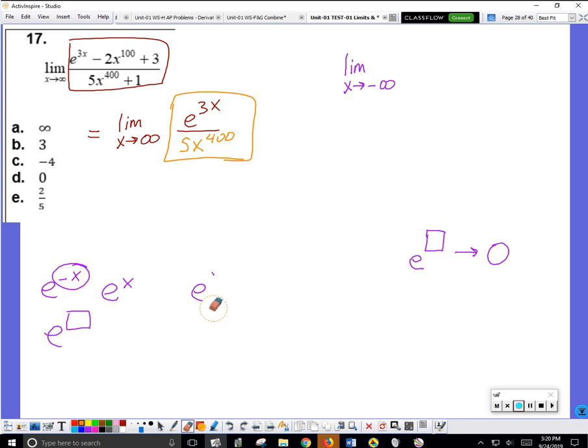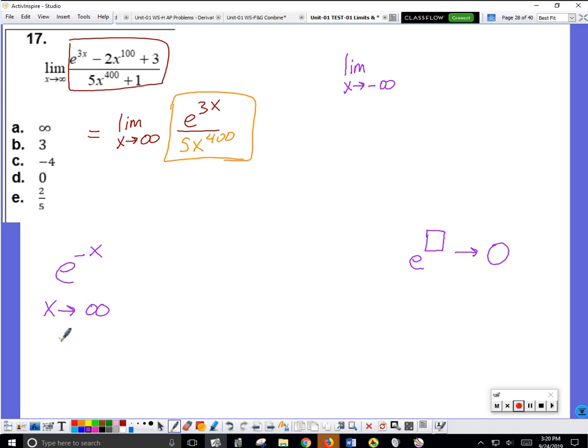Wait, I don't get the second part of that. I get that if x is approaching infinity, but then it goes e to the negative x power, then it will go to 0. So I was saying if we have this situation and x is becoming increasingly positive, this whole thing is going to become increasingly negative. So this whole thing is going to become close to 0. Yeah, I get that.